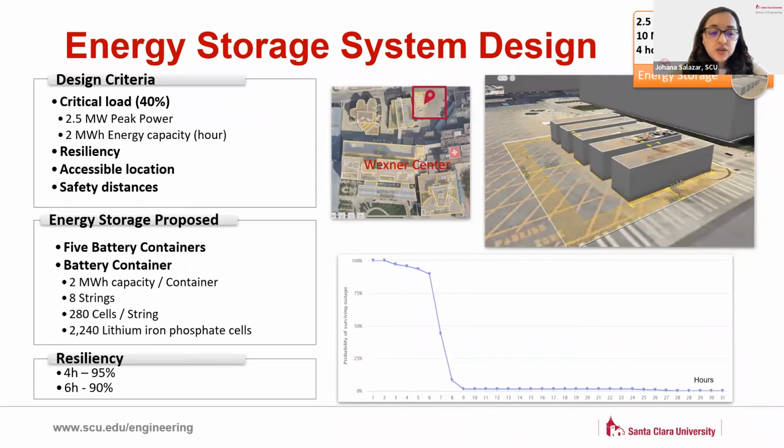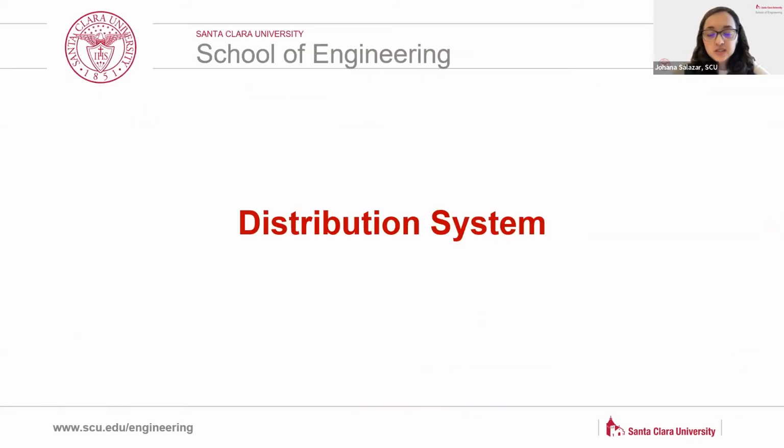With this consideration, our proposal includes 5 battery containers, which will allocate several battery banks with lithium iron phosphate cells. And we decided to allocate this battery station on the backside of the Wexner Center and James Cancer, as you can see on the red square on the top. And with that, I will leave you with Saleh, who is going to explain to you the distribution system.